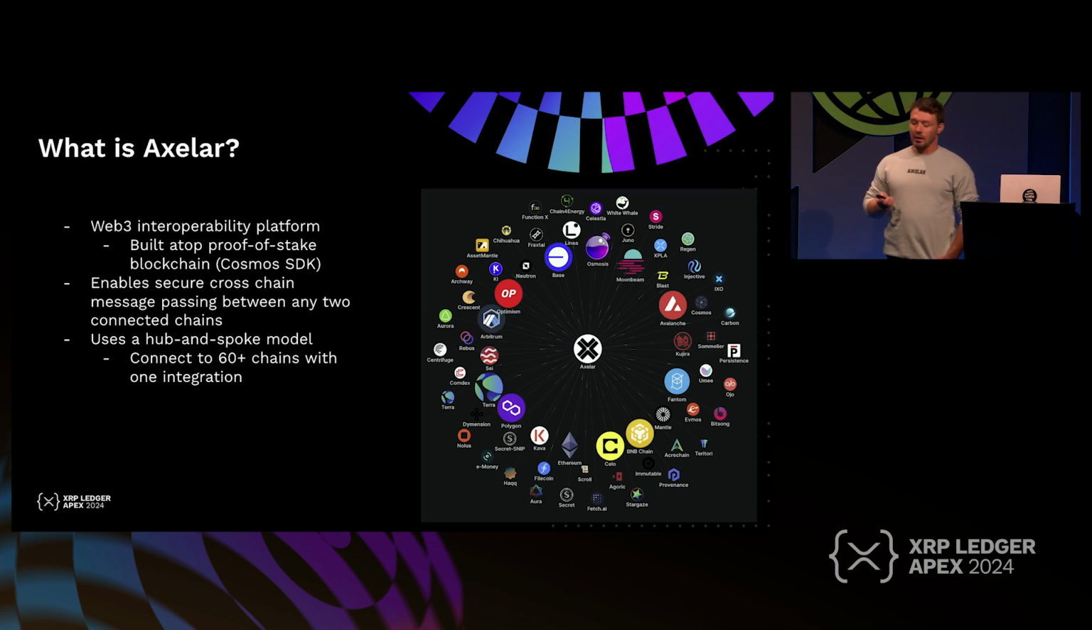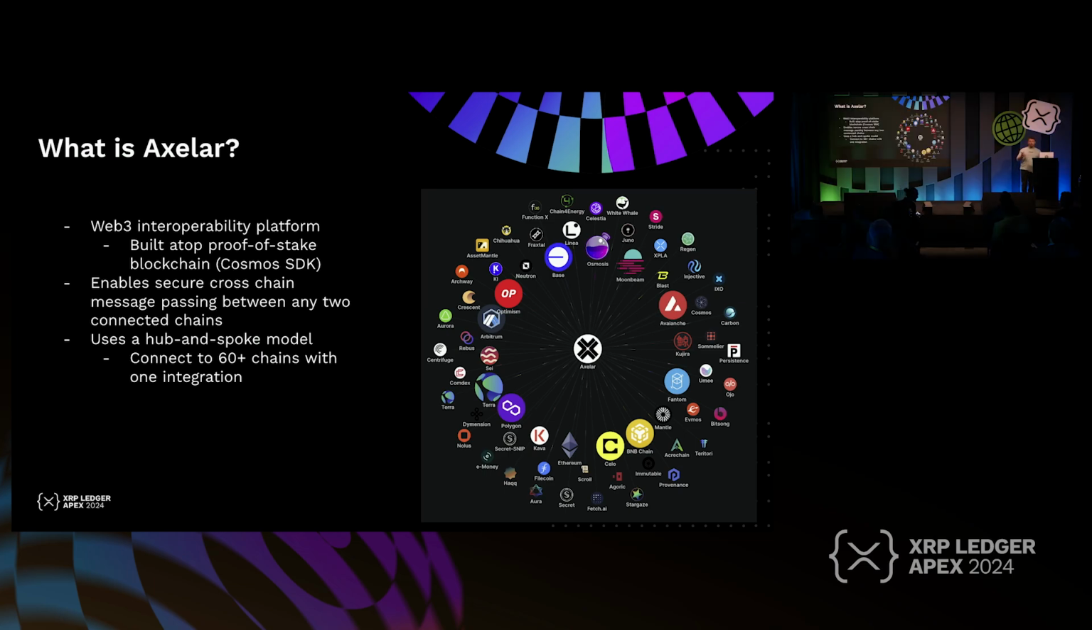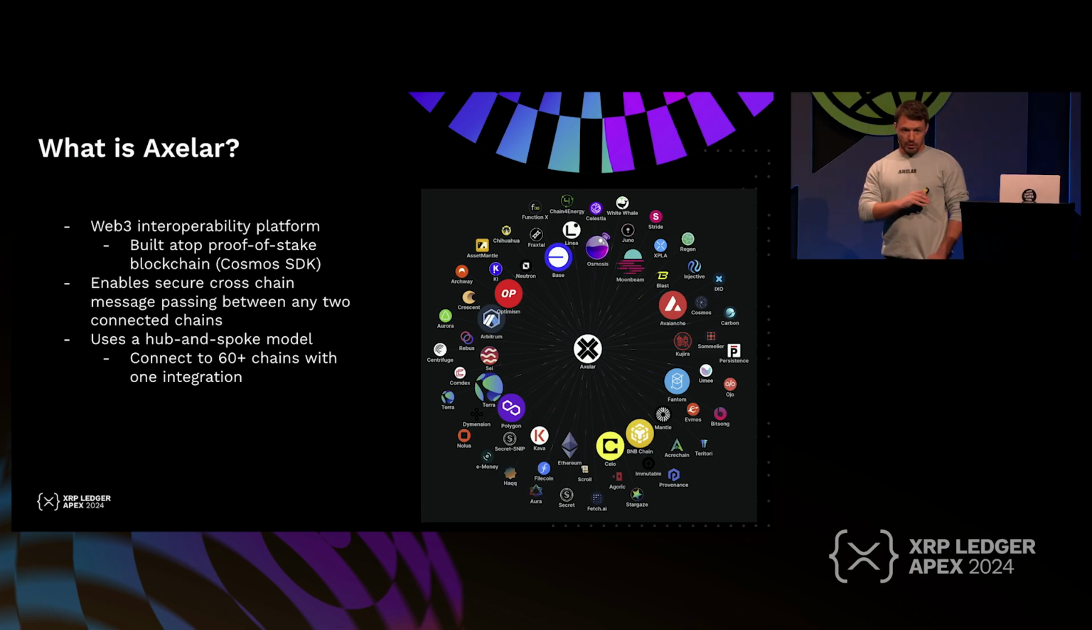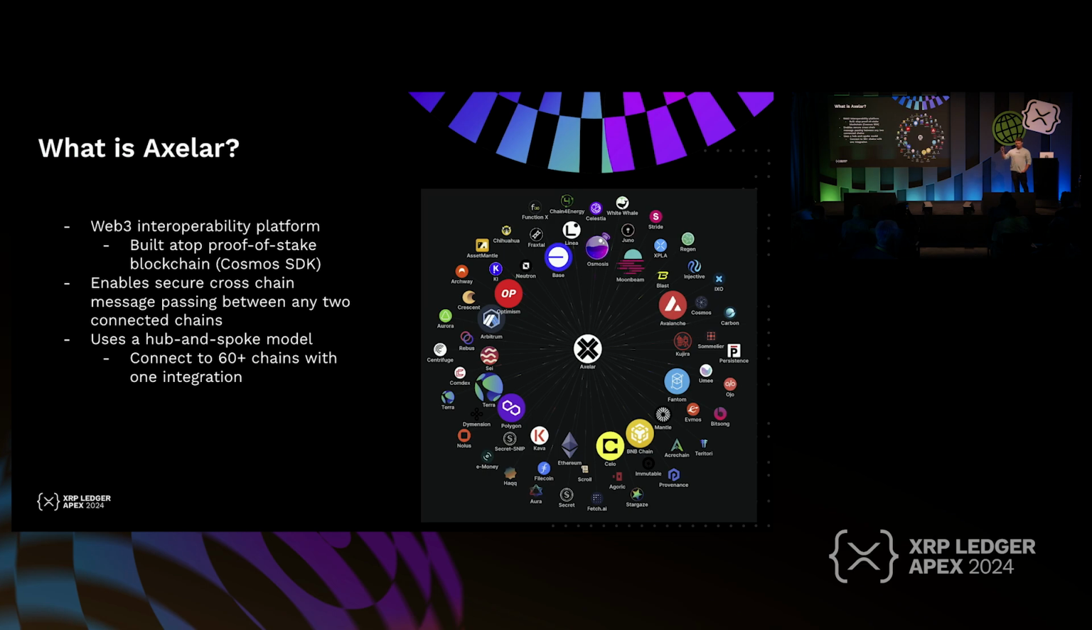So what is Axelar? Axelar is a Web3 interoperability platform. At the center of it is a proof-of-stake blockchain. It's a Cosmos chain, and it's a layer 1. It's just a normal layer 1, and it acts as a hub between any connected chains. But there's more than just the blockchain itself. There are all kinds of layers of the stack and things that exist on the external chains that make it work.